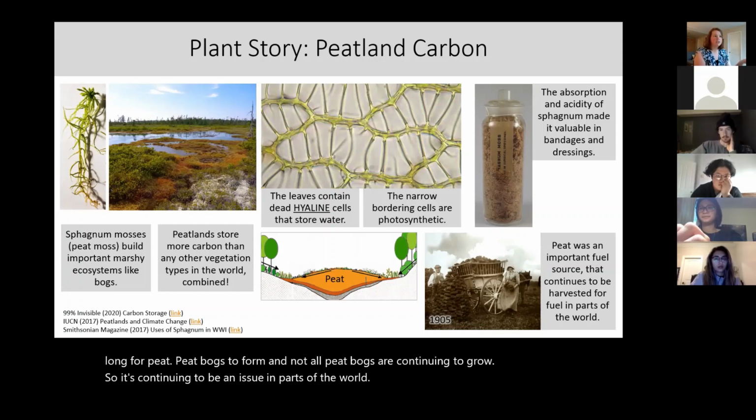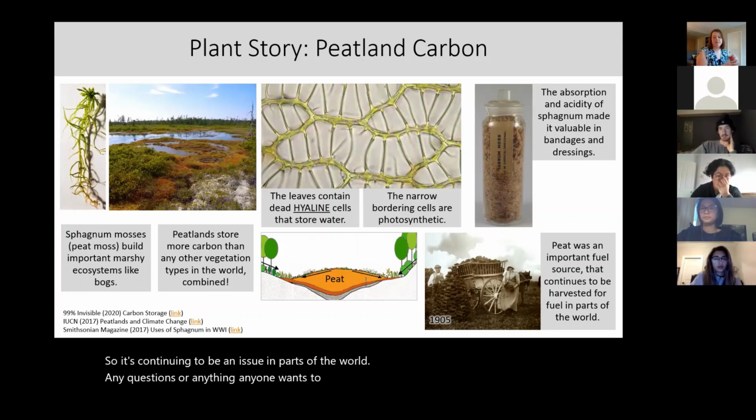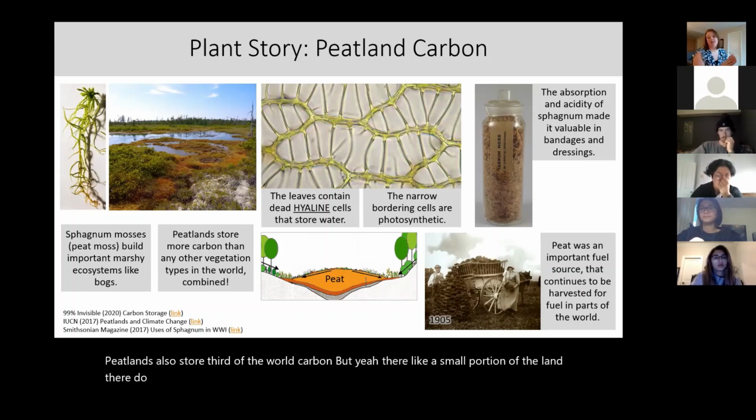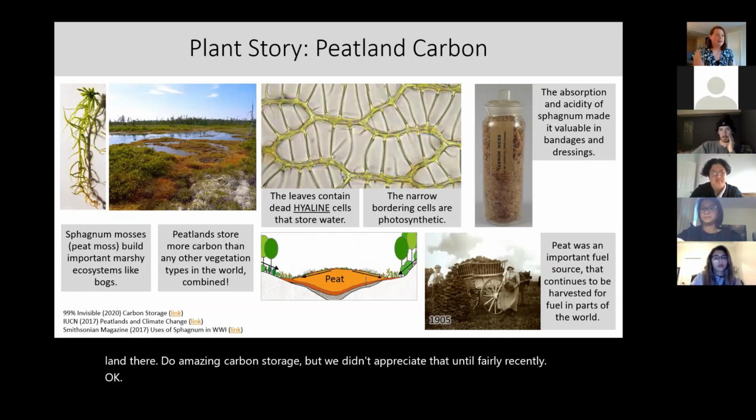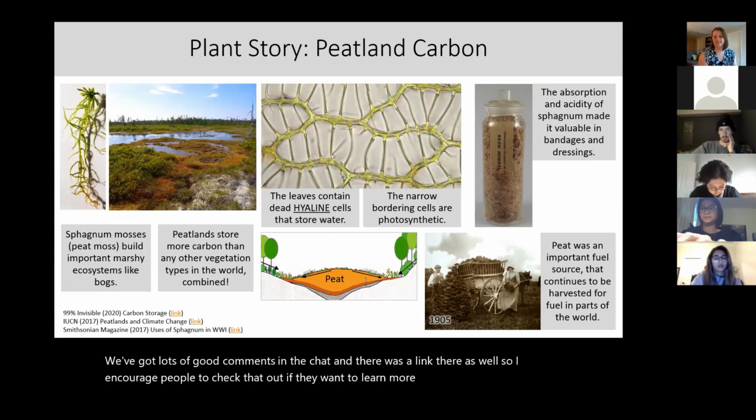Any questions or anything anyone wants to add about sphagnum or peat? Peatlands also store a third of the world's carbon, but they're a small portion of the land. They do amazing carbon storage, but we didn't appreciate that until fairly recently. Okay. We've got lots of good comments in the chat, and there was a link there as well. So I encourage people to check that out if they want to learn more about sphagnum.